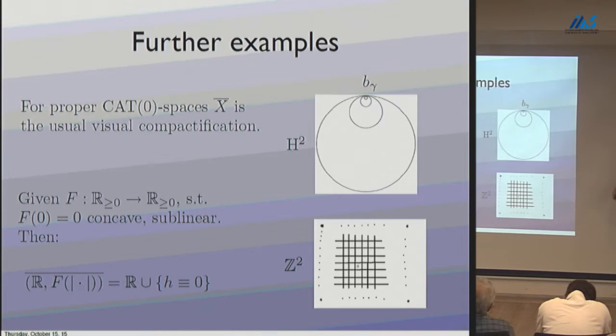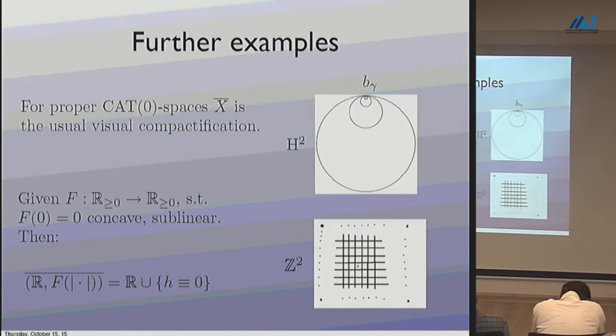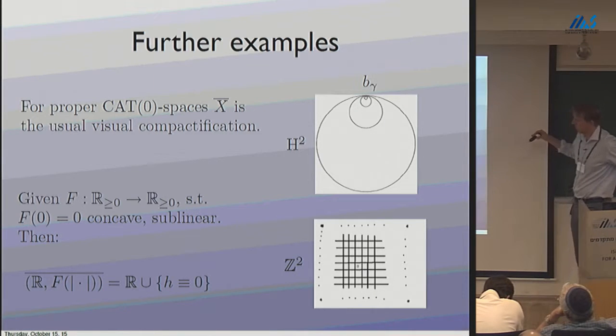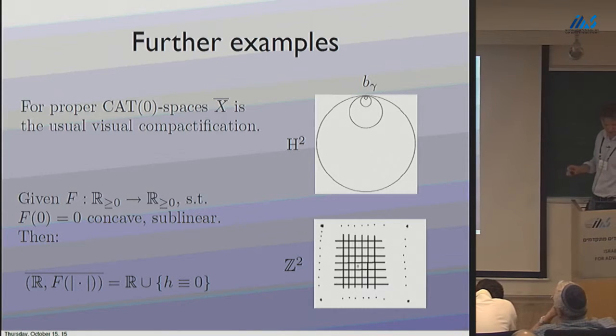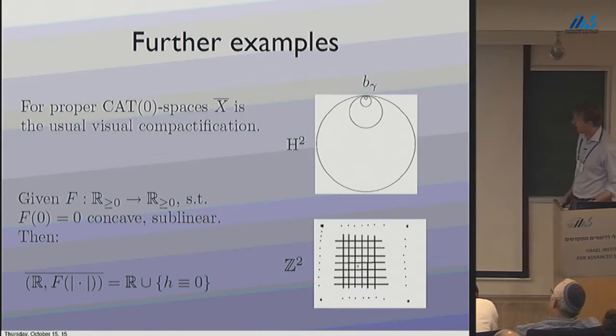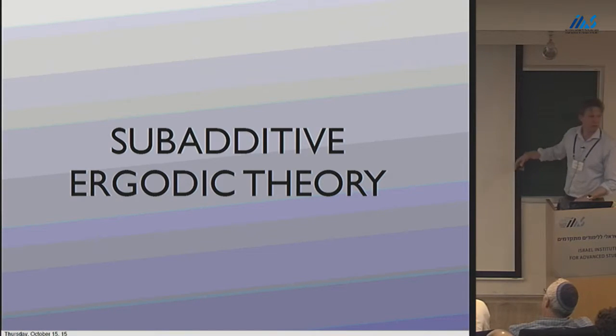I put this because I wanted to mention a relation to a previous result of Aaronson-Weiss for an ergodic theorem for non-standard moments, but I think I will not manage that. But anyway, that's a metric space. And there are many other examples, but I cannot recall.